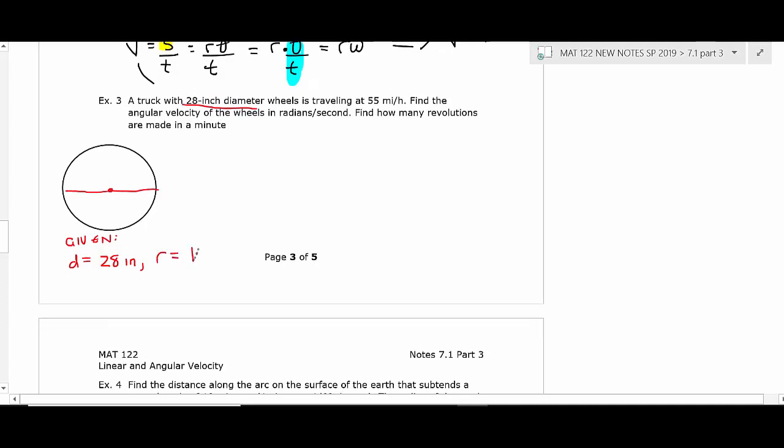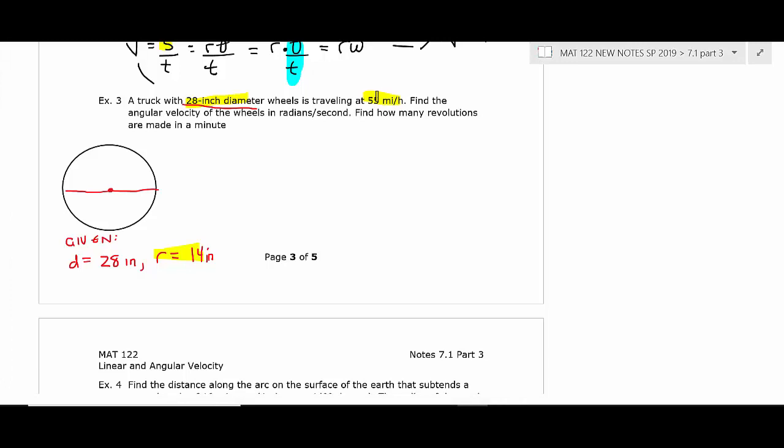Okay, so the radius is going to be 14 inches. That's an important part of this problem, we have the radius is 14 inches. Now, the next thing, and this to me is the whole key to the problem, is you need to know what that 55 miles represents, 55 miles per hour.